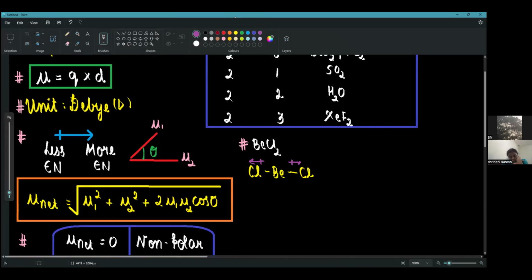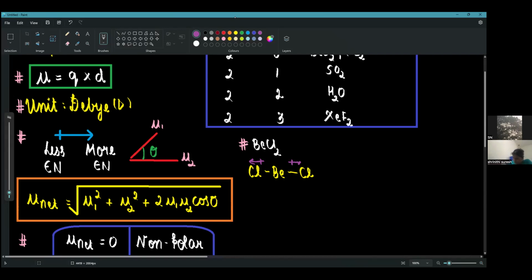Yes, sir. Okay. Now can I say that the first bond moment is equal to the second bond moment and they both are in opposite direction? Yes. So they both are equal in magnitude and opposite in direction. So what does physics say? Physics tells us that if there are two vectors which are equal in magnitude but opposite in direction, they will cancel out each other.